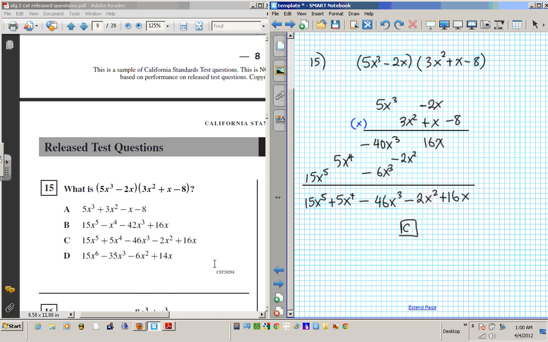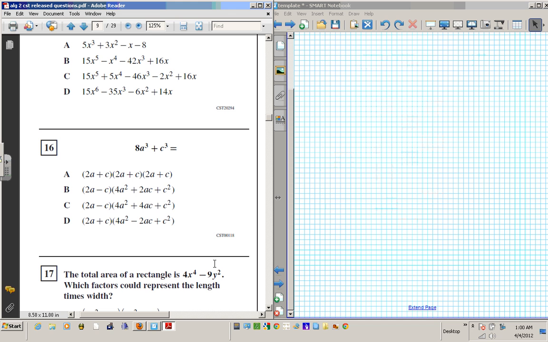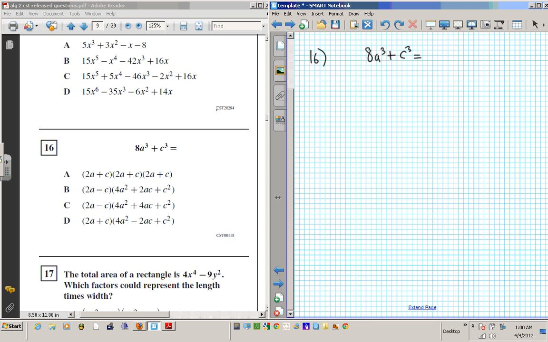For question 16, we're supposed to find what this is equal to. So basically, we have 8a to the third plus c to the third. Now, we need to go over a formula here, the sum of cubes formula. If you have a cubed plus b cubed, the factored form is a plus b times a squared minus ab plus b squared.